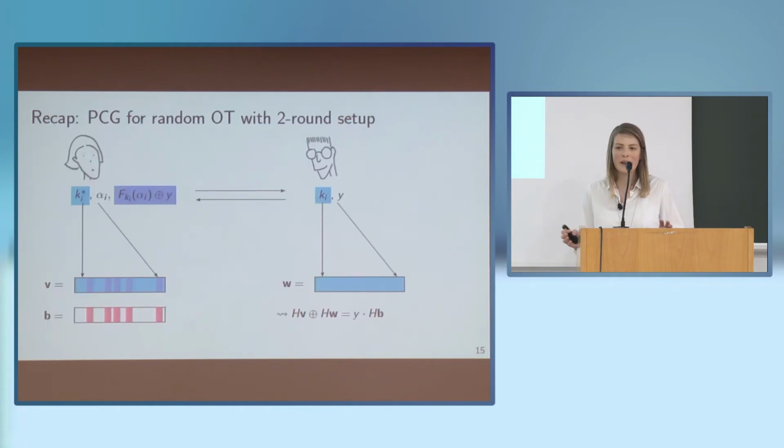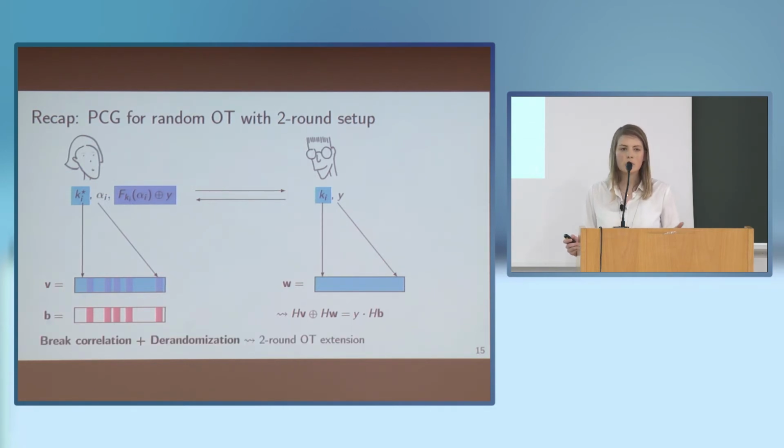And now putting it all together, it's just a recap slide. The idea is giving a key and a punctured key of a puncturable pseudorandom function to Alice and Bob. This can be done in a two-round setup. This is the new thing of this work, the new idea. And repeating it t times, you can do this all in parallel, add it up, and in the end multiply by H to get it for a pseudorandom vector.